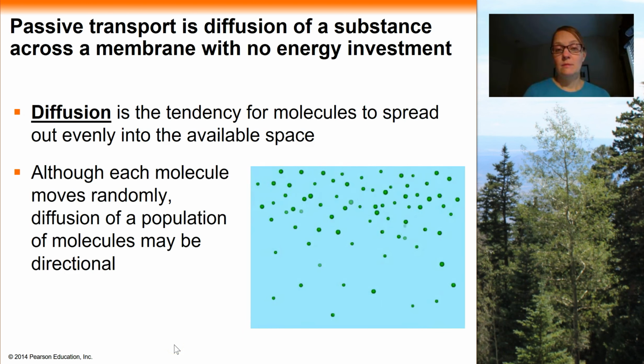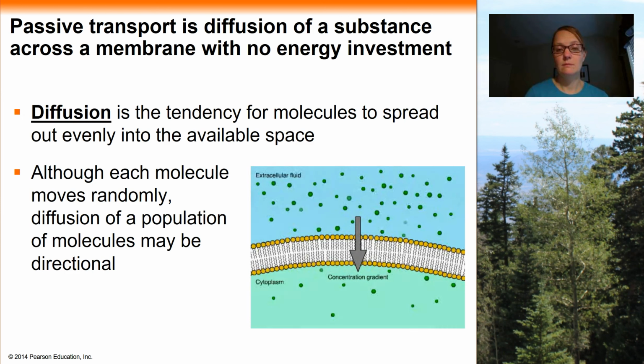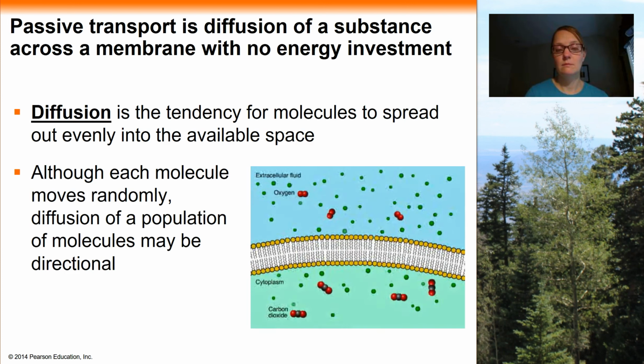Diffusion is the tendency for particles of any kind to spread out from where they are more concentrated to where they are less concentrated. This process can also be described as molecules moving down their concentration gradient. Diffusion across a biological membrane is called passive transport, since the cell expends no energy to move the molecules. Oxygen and carbon dioxide molecules move into and out of cells by passive transport.